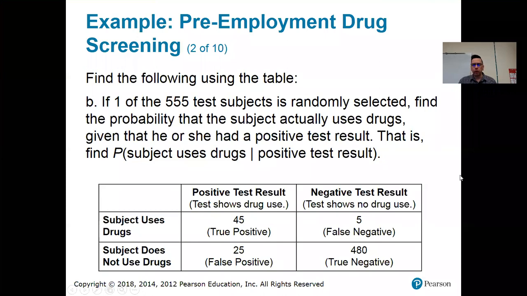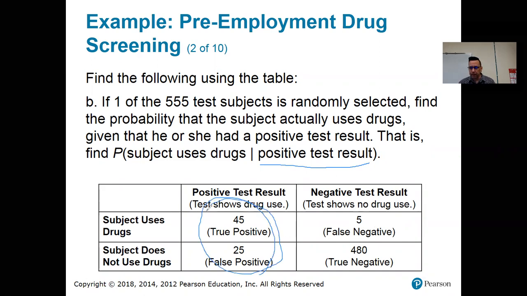Okay. So we're looking for the probability that the subject uses drugs given that they had a positive test result. We're going to reduce our sample space down to people who have positive test results, which are these people, right? So you see the difference with letter A? In letter A, we were looking at these 50 people in the top row. Now we're looking at these 70 people in the left column. Out of the 70 people who tested positive, 45 of them actually use drugs.